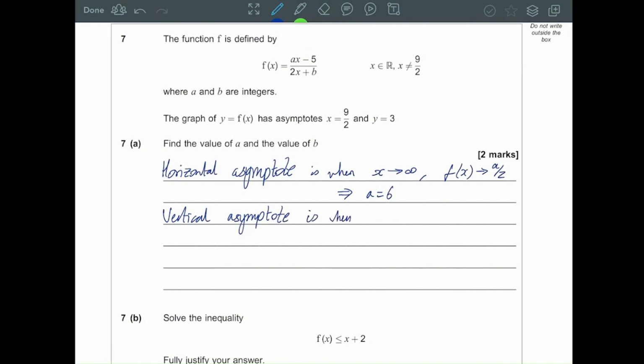The vertical asymptote, though, I will give all the reasoning, is when the denominator equals 0, i.e. when x equals negative b over 2. But we know it should be 9 over 2, so b is negative 9.